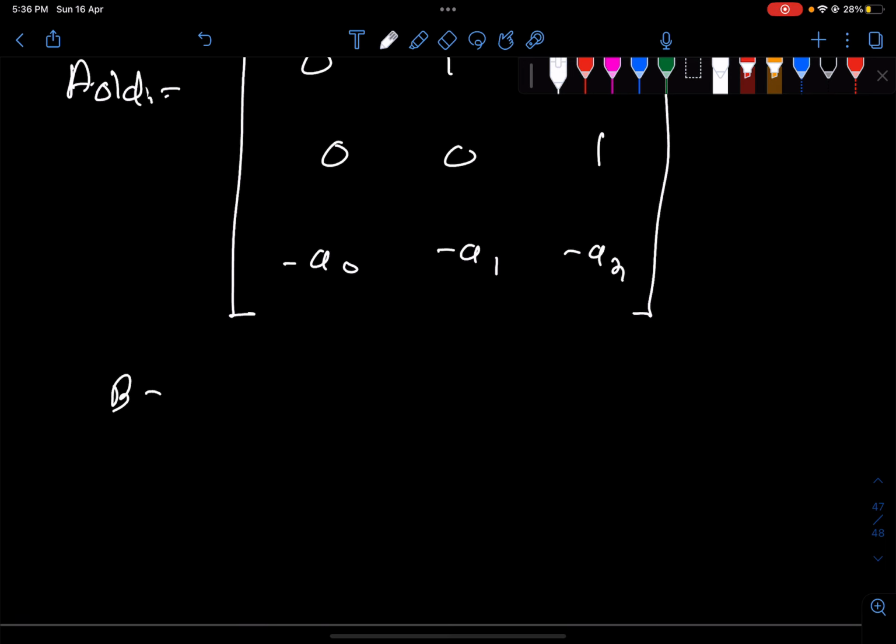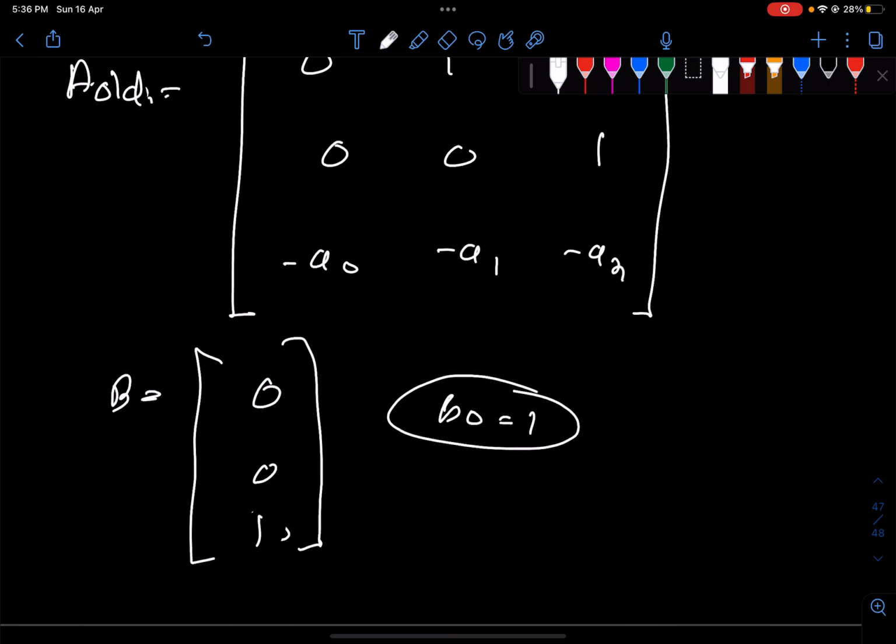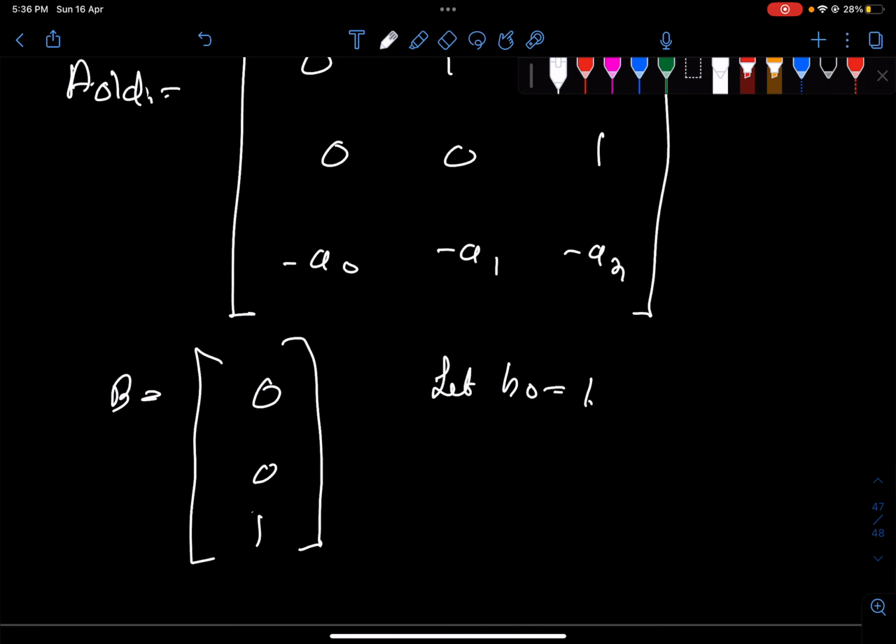And what is our B matrix? It is 0, 0, B0. Let B0 be equal to 1, so our transfer function initially has B0 equal to 1. So this is our function, right?